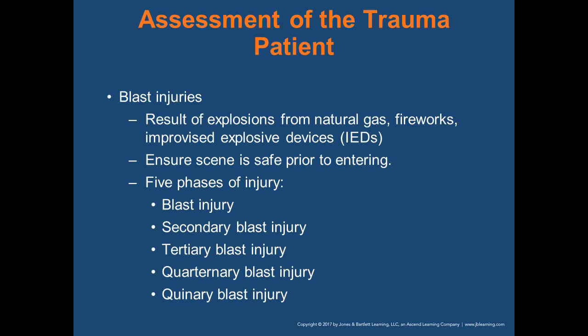We start looking at our assessment. We have to think about blast injuries. We know that they can happen in fires, in natural gas explosions. We've had firework injuries from that, and we're starting to see IED explosions, unfortunately, in our midst. So first of all, we have to ensure our own safety, recognize that a lot of times in terrorist situations there is a second bomb aimed at us. And then there are the 5 phases of injury. I think these are really kind of clever. There's the primary blast injury, the secondary blast injury, the tertiary blast injury, the quaternary blast injury, and the quinary, which is Latin for 3, 4, and 5.